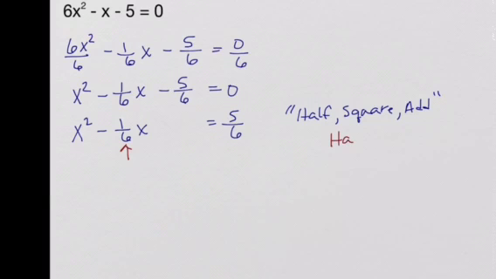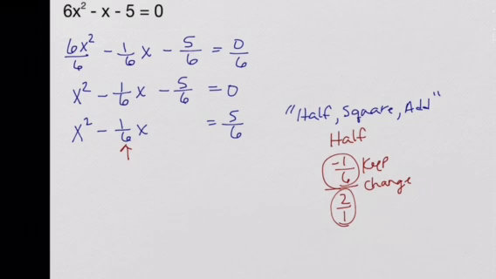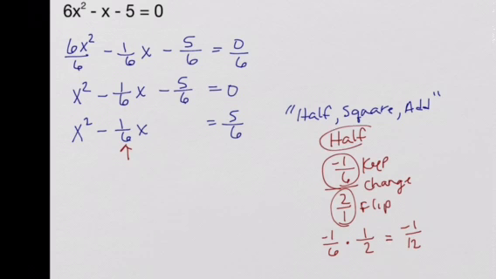I'm going to go off to the side here and divide that number in half. Negative 1/6 divided by 2 is the same as multiplying by the reciprocal of 2, so I'll look at 2 as 2 over 1. We keep negative 1/6, change division to multiplication, and flip the fraction, and we get negative 1/12. That's what we get when we half the number in front of x.